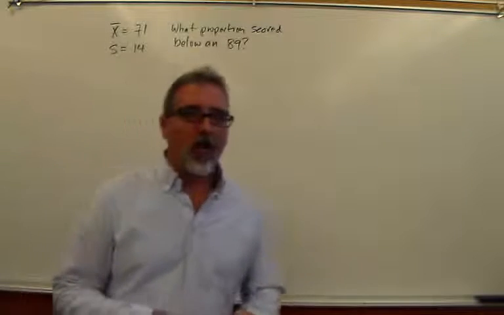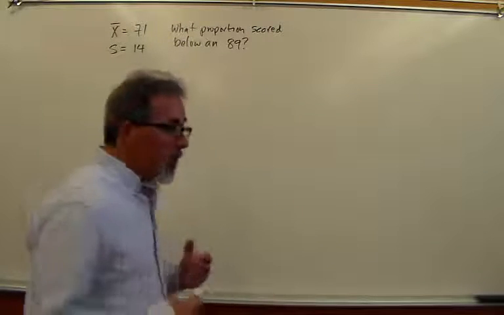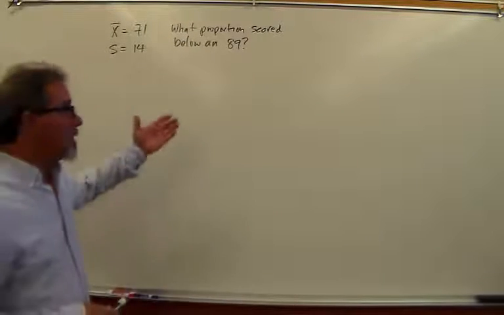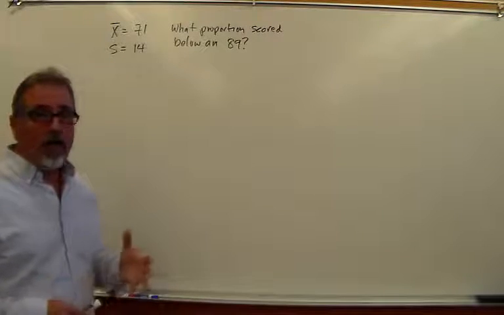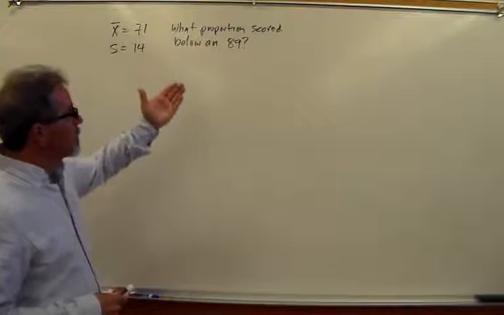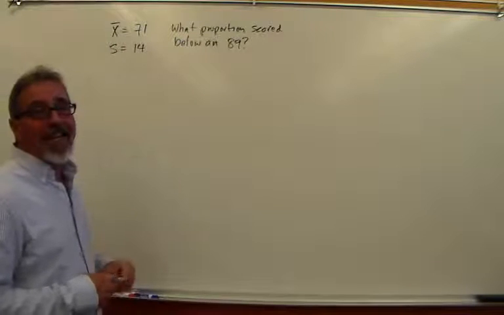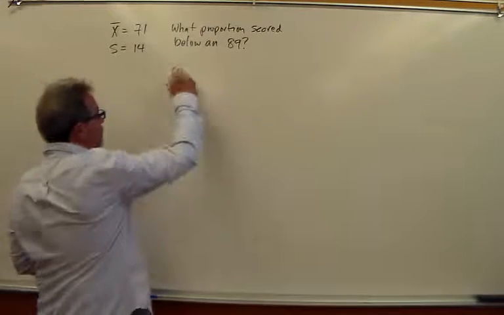All right, let's solve the next problem. With all these problems, we're going to use the same data set. We have a mean of 71 and a standard deviation of 14. This question is, what proportion of students scored below a score of 89 on the exam? So, first step always, draw a graph.